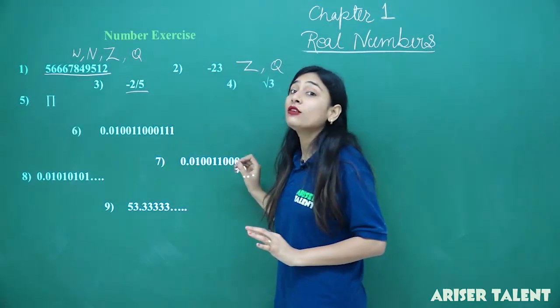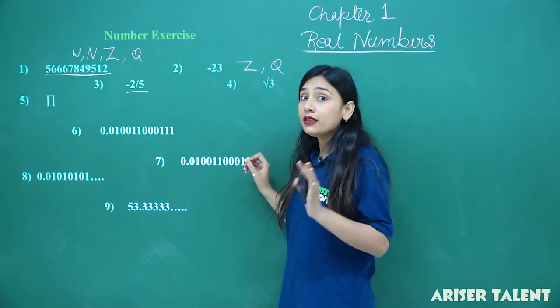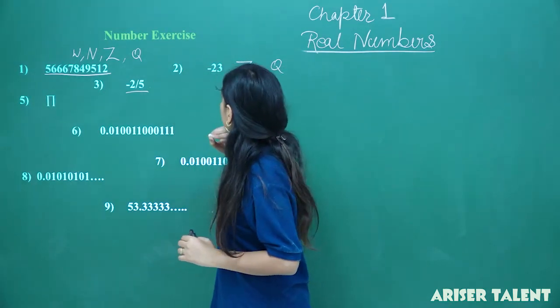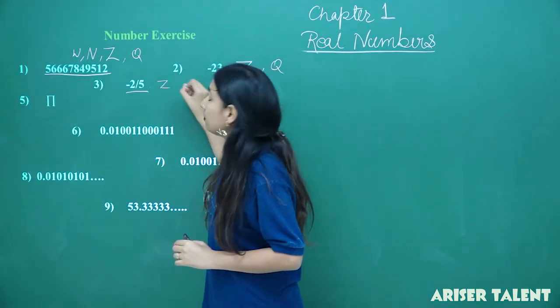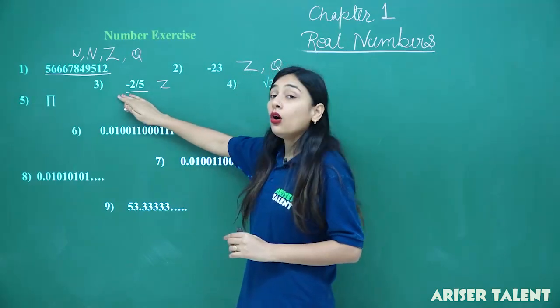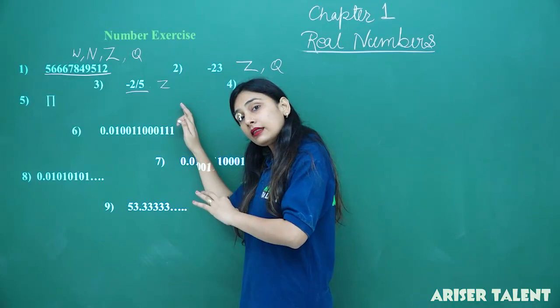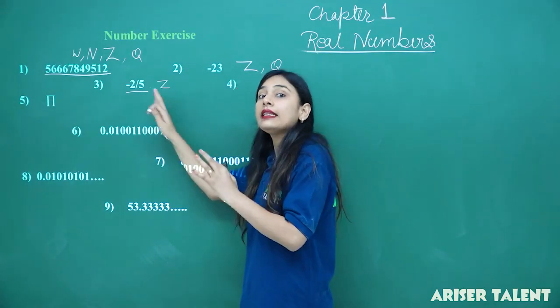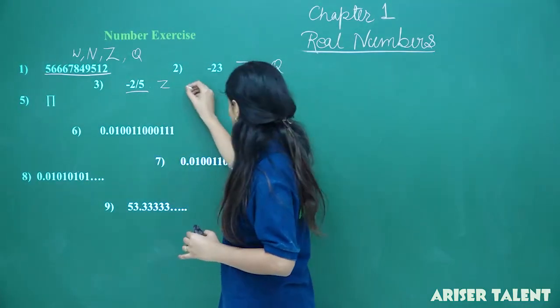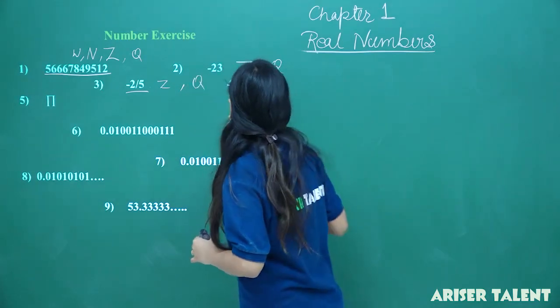Minus 2 by 3. It is an integer. Okay. Now 2 by 5. 2 by 5 is an integer, and which kind of integer? A negative integer. Okay. And it is also a rational number.